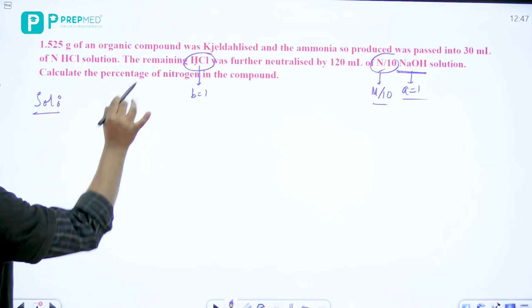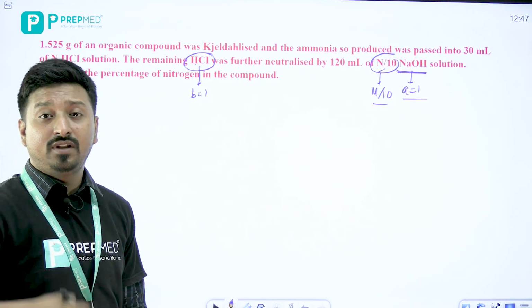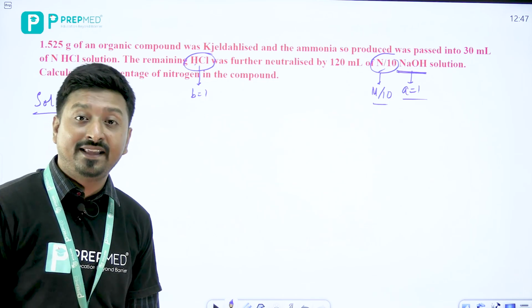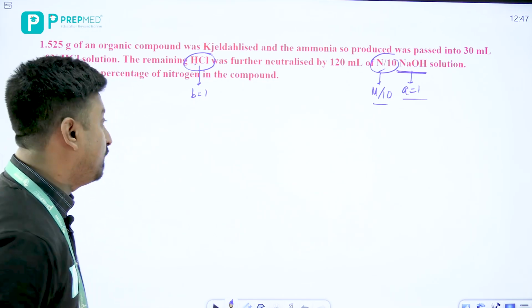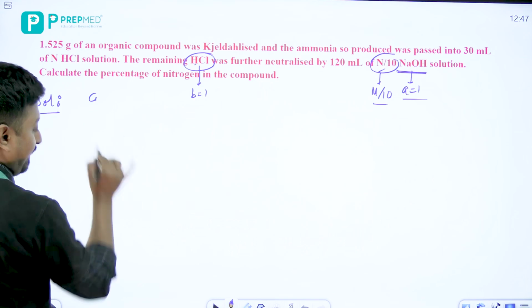Now see, what we will do first, as usual, we need to target a numerical. You basically write what things are given. So what is given here? Let me write it here.